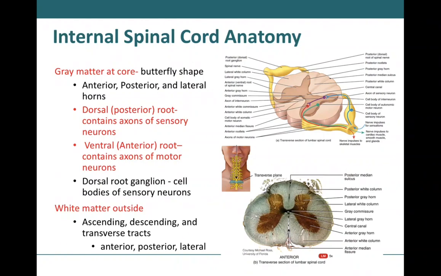So when sensory information comes in from our spinal nerves, it's going to separate and go into the dorsal root ganglion. These neurons are going to send signals back into the posterior gray horn, and then this information is going to travel all the way around to the anterior gray horn, where that motor information can travel out the anterior or ventral root back out the spinal nerve.